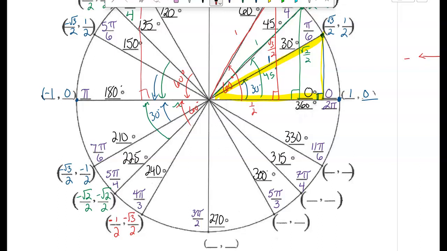All right, guys, what's my ordered pair down here? For 3 pi over 2 or 270 degrees, what's the ordered pair? 0, awesome, negative 1. All right, let's keep rotating around.